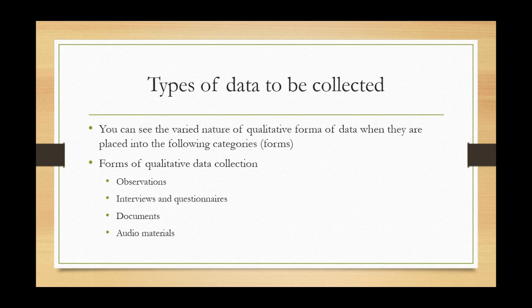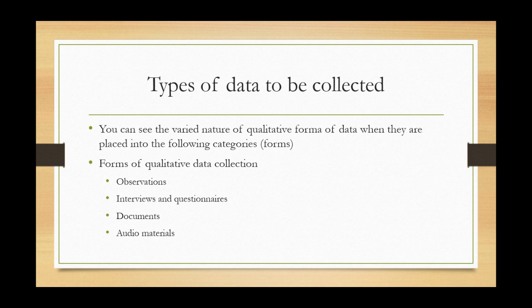You can see the varied nature of qualitative forms of data when they are placed into different categories, and we have a number of categories where we can place such information. We have different forms of qualitative data. We have what we call observations, interviews and questionnaires, documents, and audio materials.